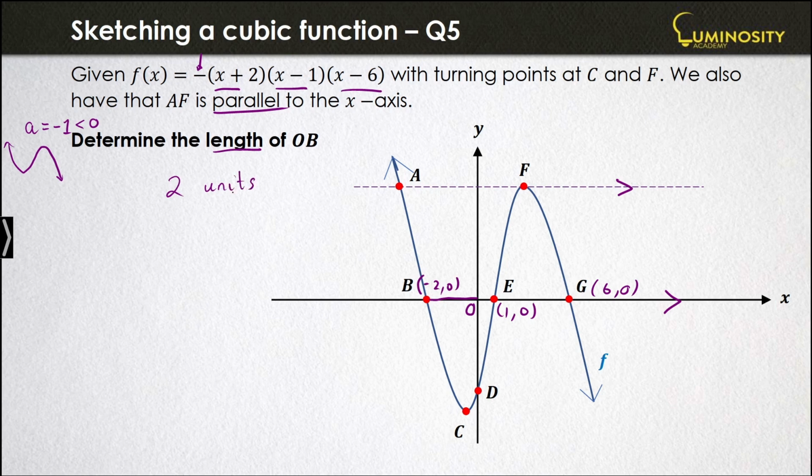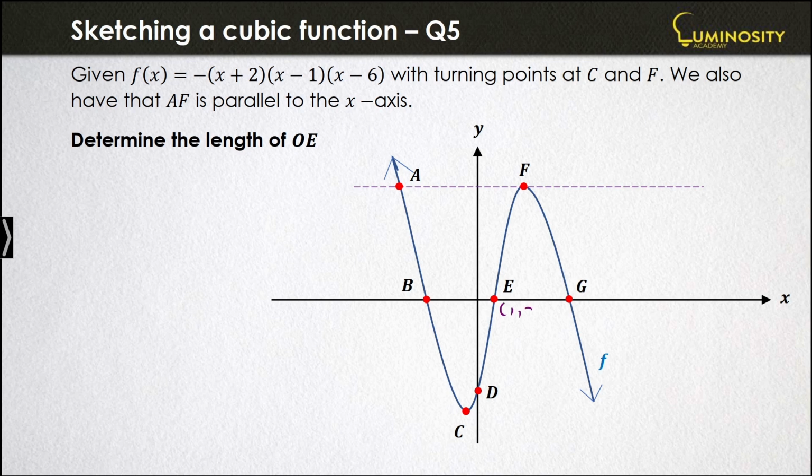Then we want the length of OE. We saw that E was the coordinate 1, 0, and O is the origin. So again, the length is 1 unit. Next, they want the length of EG. E was the coordinate 1, 0, and G was the other x-intercept, 6, 0. So the length between these 2 points on the x-axis is 5 units.